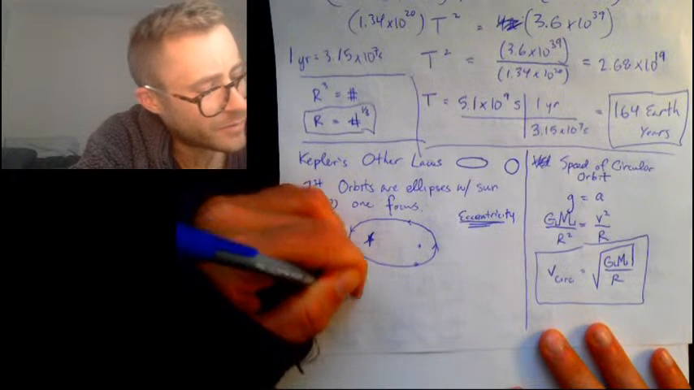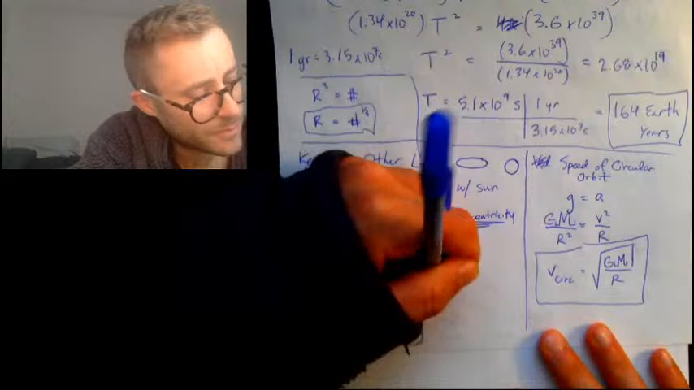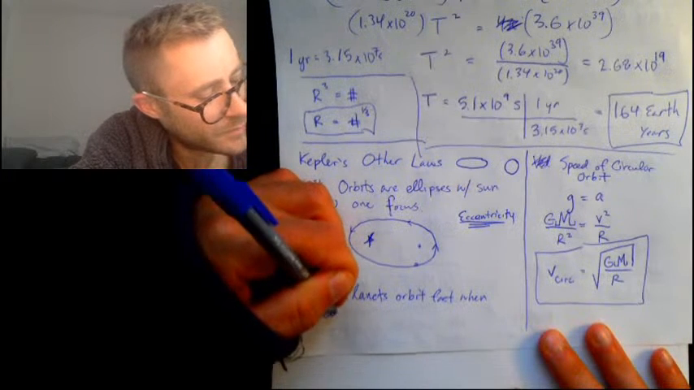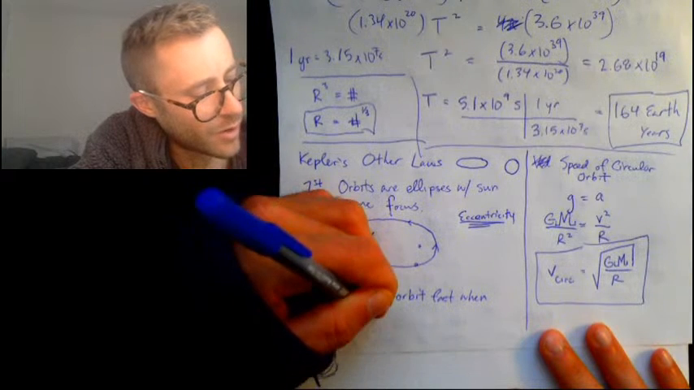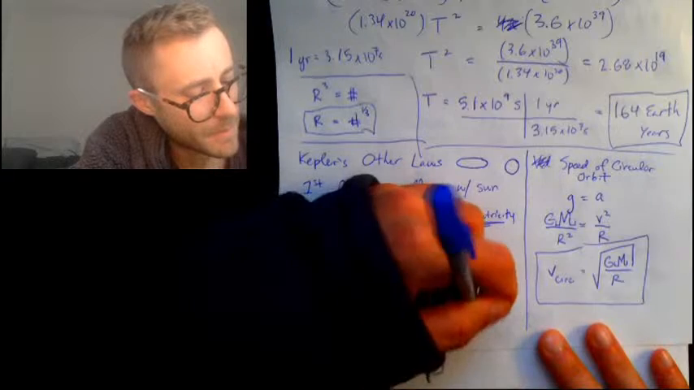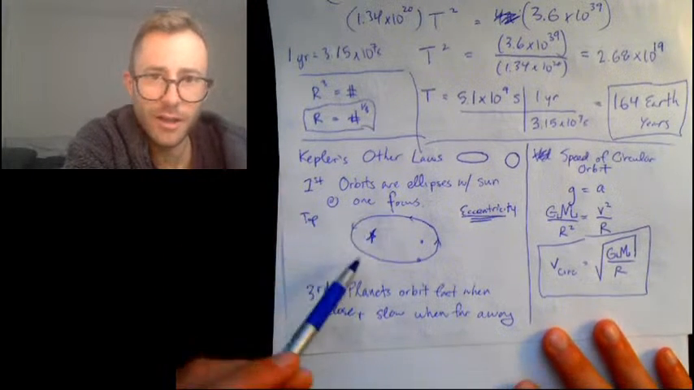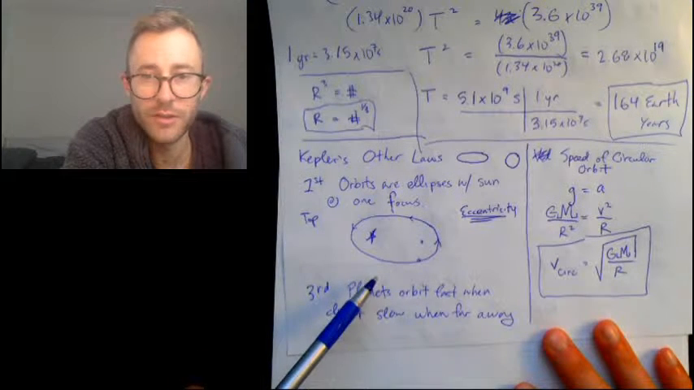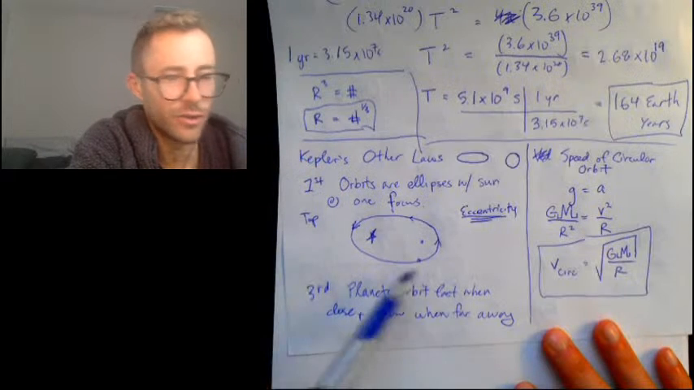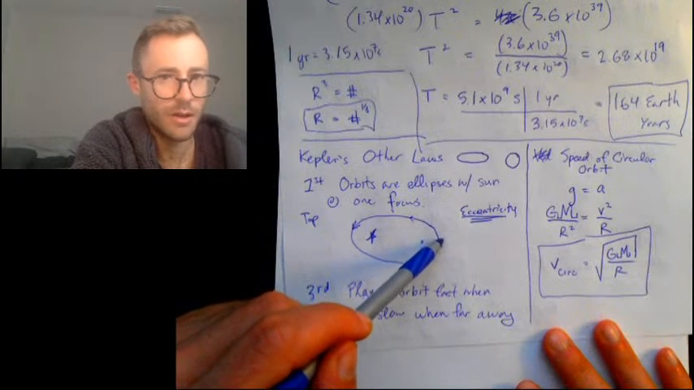And then Kepler had a third law, which says that basically planets orbit fast when close to the sun and slow when far away. So if you have an astronomical body that's in a very eccentric orbit, it'll go fast right here, and it'll go slow over here. It's almost like a dive bomb.